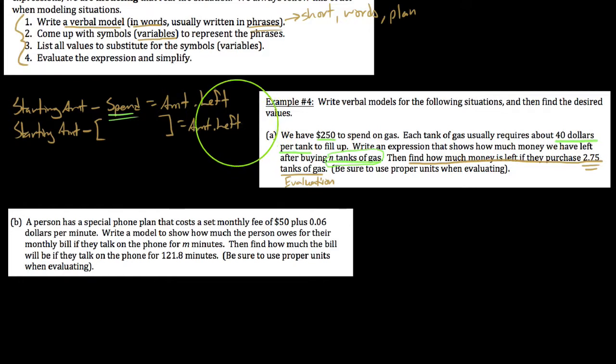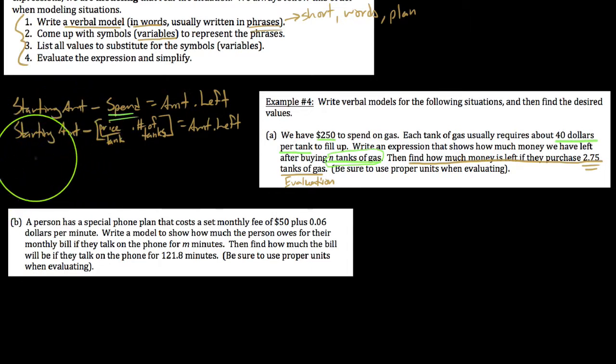And if I bought one tank of gas, it'd be $40. What if I bought two tanks of gas? It'd be $80. Three tanks of gas, $120. Or the number of tanks I buy times the price per tank. So it'd be price per tank times the number of tanks. What I want to recognize here is that all I did was reason this out in my head and write down a plan. This is our verbal model.